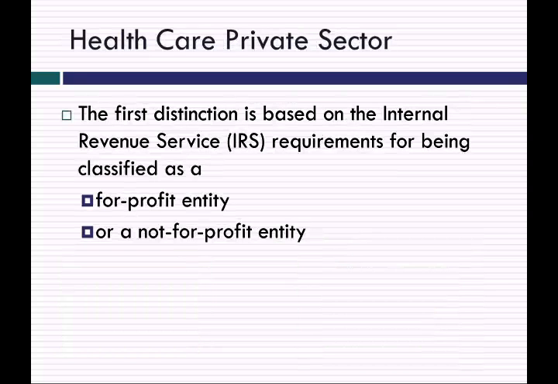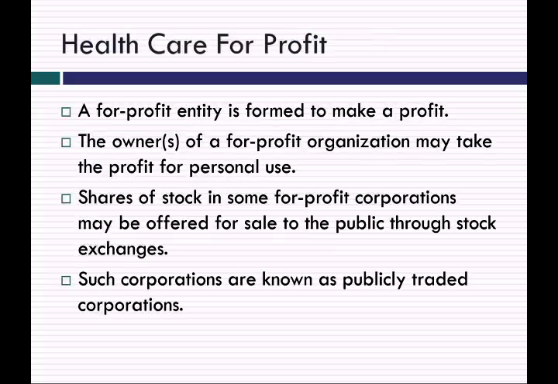Healthcare in the private sector has two designations. An organization can either be a for-profit entity or a not-for-profit entity, and this is based on IRS requirements. A healthcare for-profit is formed to make a profit. So the owners of the for-profit organization take that profit for personal use. They may sell shares of stock to the public through a stock exchange, and those individuals will also receive dividends, and they will receive profits when they sell their stocks.